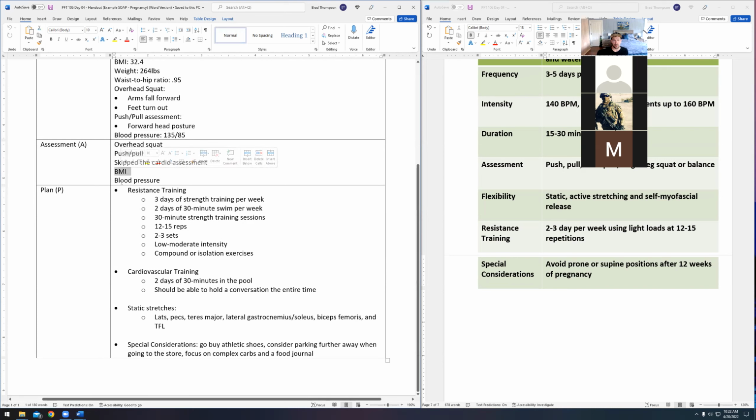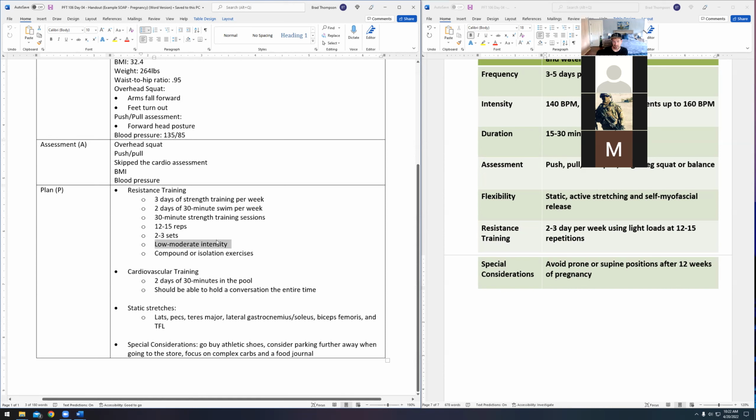Body mass index and blood pressure, we're going to keep an eye on those. So we're going to do resistance training 3 days a week with a 30-minute swim on her off days. So that's a Monday through Friday schedule, right? Her strength training, we're going to try to keep to 30-minute sessions. That way she's not going to get too uncomfortable. 12 to 15 repetitions of 2 to 3 sets, following the same recommendations from obesity, diabetes, and pregnancy there. So that's actually going to be the same.